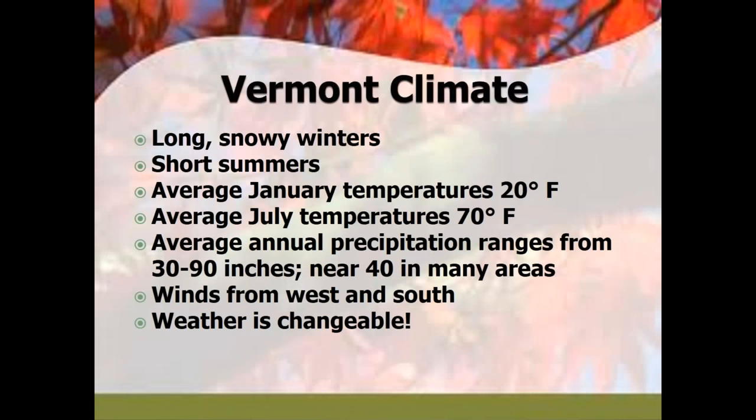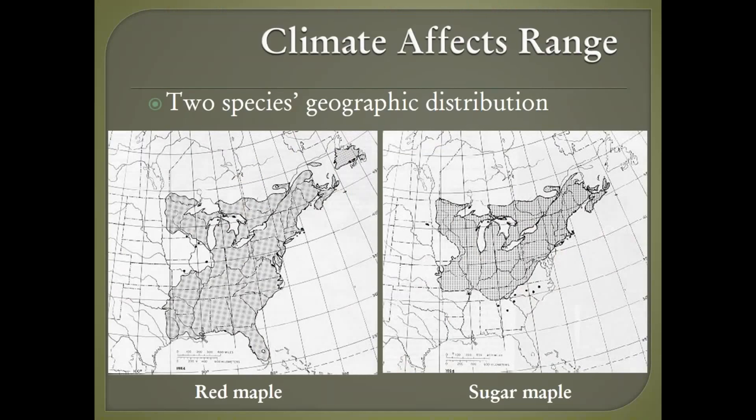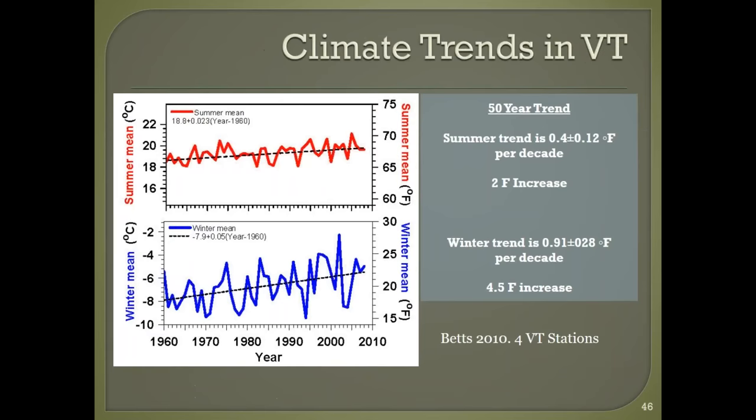Vermont's climate, we know we have snowy winters, short summers. These are the history of what we have for January temperatures. We have a lot of rain in Vermont, and the winds generally come from the west, and as we all know, the weather is changeable. Climate affects range. If we look at those two species of maple, red maple you can see goes all the way down to South Florida, and far up to Newfoundland. And then look at the sugar maple range, a much, much smaller range. So it doesn't have the same climate adaptability.